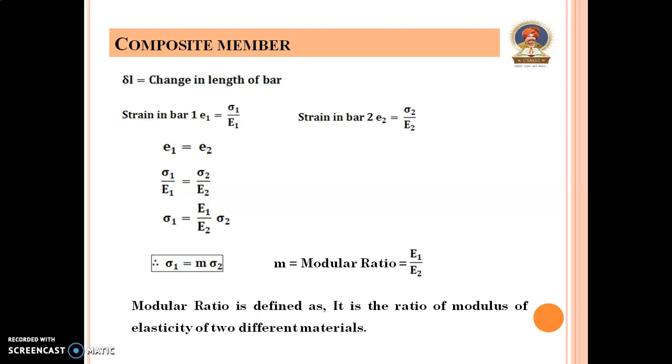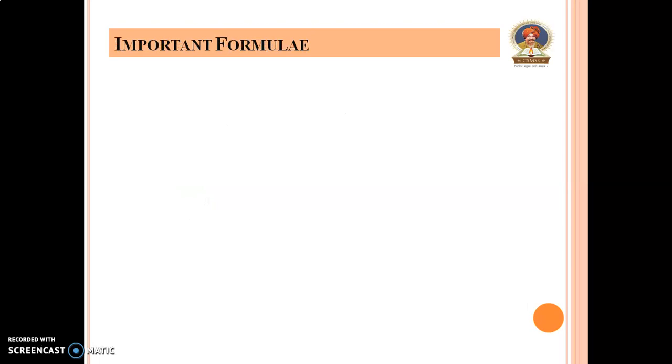This is all about composite members. In that, the important formulas are: first, the total load on the composite member, P, is equal to P1 plus P2, that is, load shared by bar 1 plus load shared by bar 2. These are having two different materials. So P is equal to sigma 1 A1 plus sigma 2 A2.